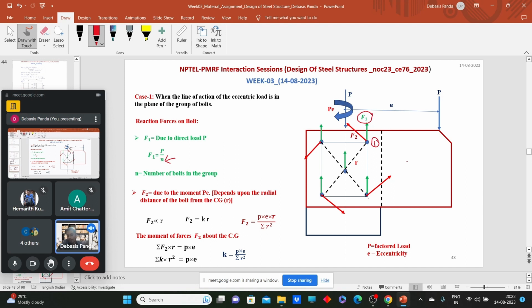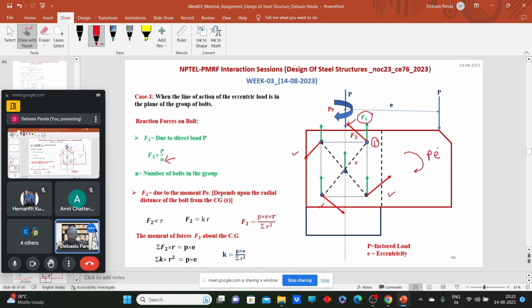Now one more thing will happen. This PE moment, due to that moment, what will happen? This moment is applied in this direction. So obviously one set of forces will generate within the bolts which will counteract that moment. So this will generate F2 forces, in each and every bolt the F2 forces will generate. And the summation of these F2 forces, or the moment of these F2 forces about the CG, will counterbalance the PE moment.